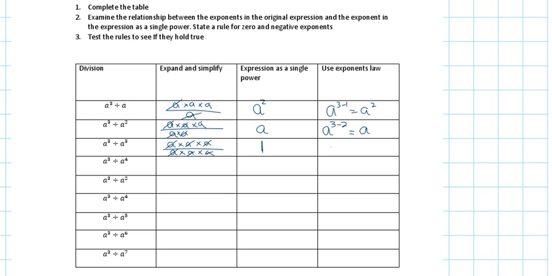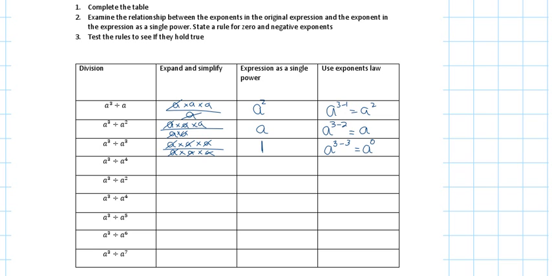How about with the exponent law? That's 3 minus 3. What's 3 minus 3? So a to the power of 0. We're going to talk about this. Do you see, is this answer and this answer the same? No, they're not the same, technically. We're going to talk more about it later.